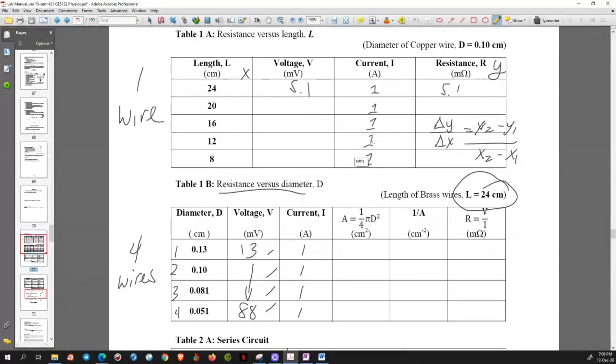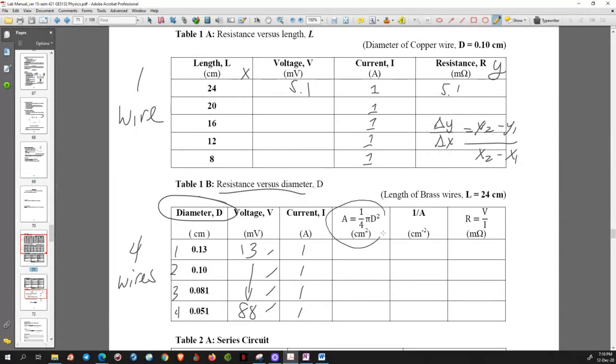So how about the process? How do you know if you have to change the length? Simple. Can you change the diameter if you have only one wire? You cannot. That means you have to change the length. If you have 4 wires, you have 4 different diameters, so you have to do it by diameter. You keep the length constant. Okay? Yalla, let's continue. We are getting delayed.